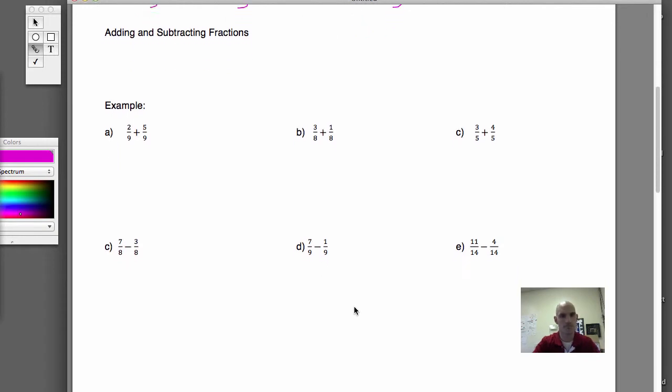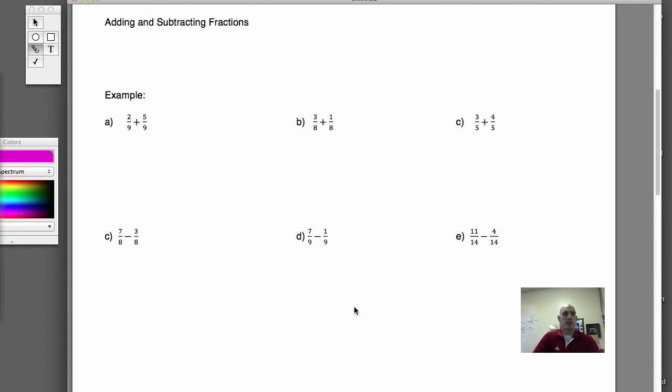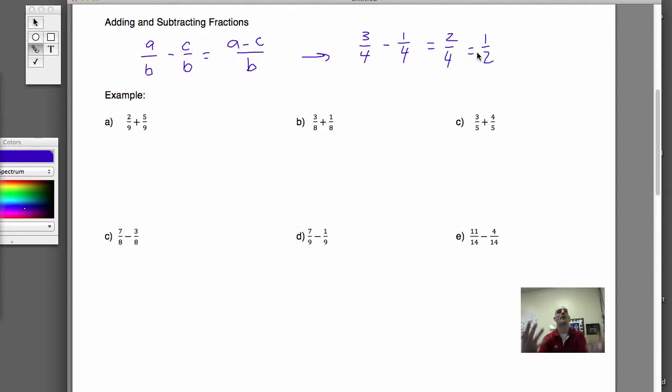And that always works. So for adding and subtracting fractions, the thing we need to check is that we have a common denominator. So if we have A over B minus C over B, we get A minus C over B. Or in other words, that would be like 3/4 minus 1/4 equals 2/4, and obviously we can reduce that to 1/2. So that's what we're basically working with here.